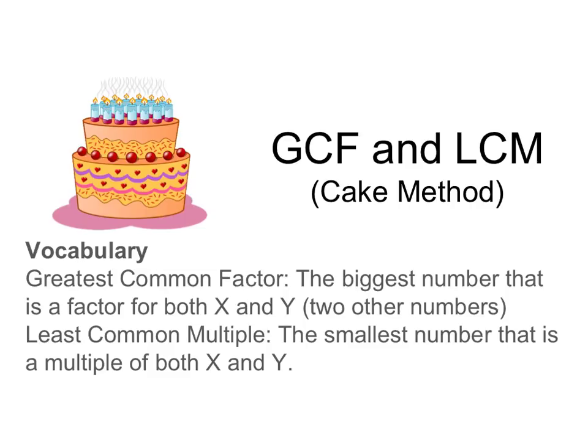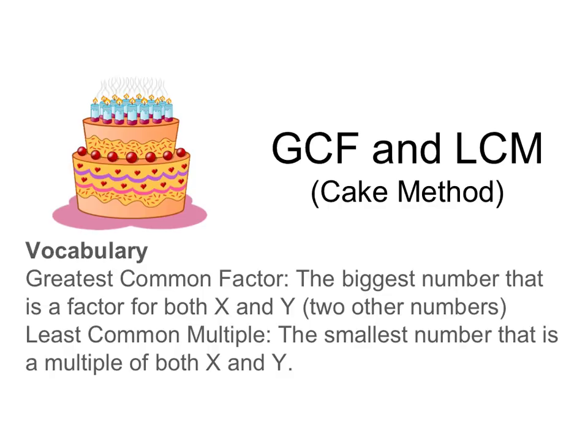In this method, we're going to learn how to find the greatest common factor and the least common multiple using what I like to call the cake method. So we have two vocabulary words here. The first is greatest common factor, and that would be the biggest number, that's where the greatest comes from, the biggest number that is a factor of both of two other numbers. So I'll call them x and y. You have two numbers, and it's the biggest number that goes in evenly to both of them.